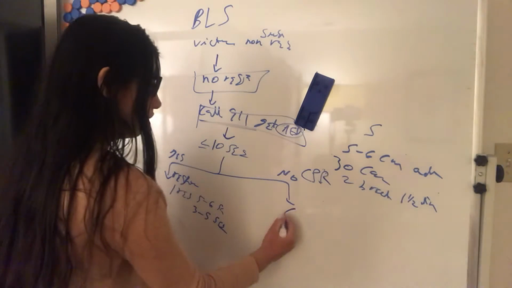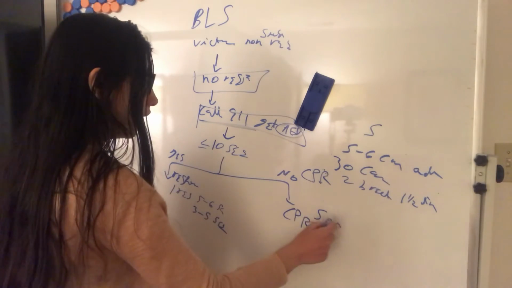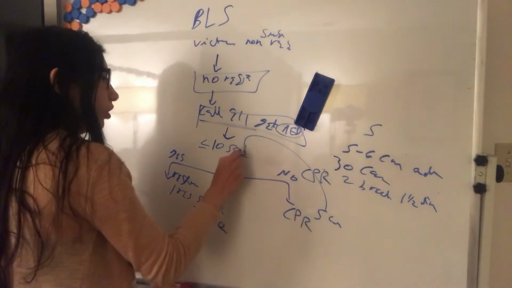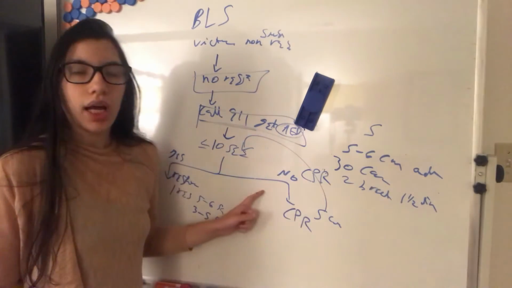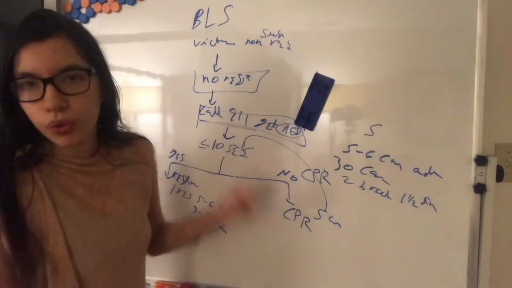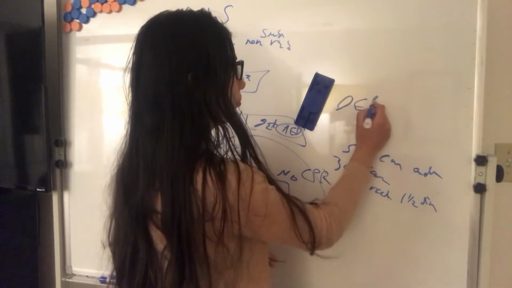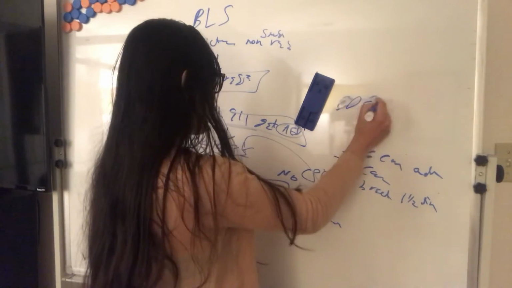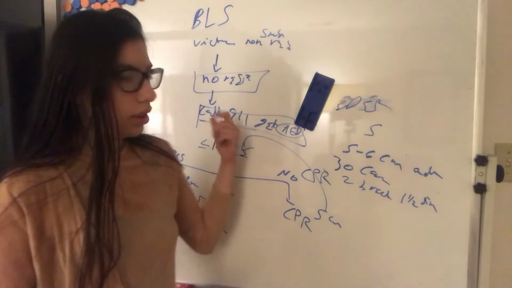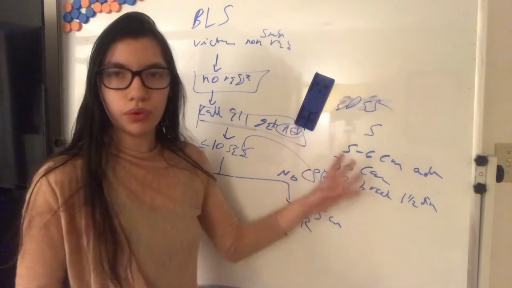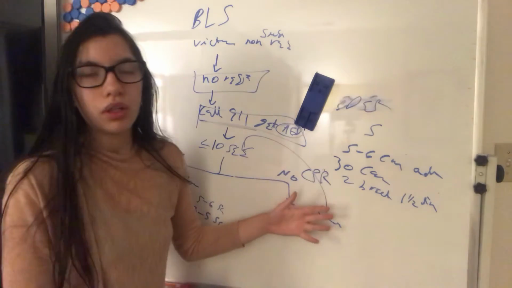Then, see here, you do CPR, 5 cycles of 30 compressions and 2 breaths, and then you go back to here. And this is a cycle. You will check the pulse, and if you are still without pulse, you continue and continue until the defibrillator comes. When the defibrillator arrives, if you have just done 4 cycles, you continue to the 5th cycle.